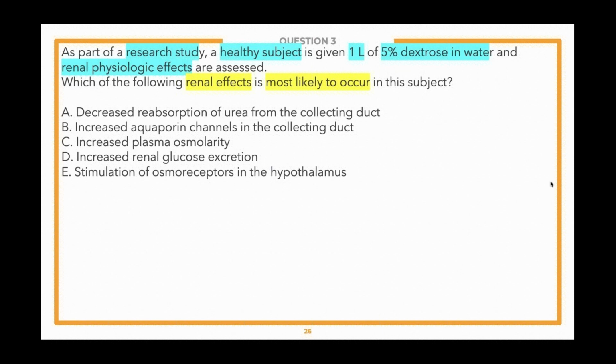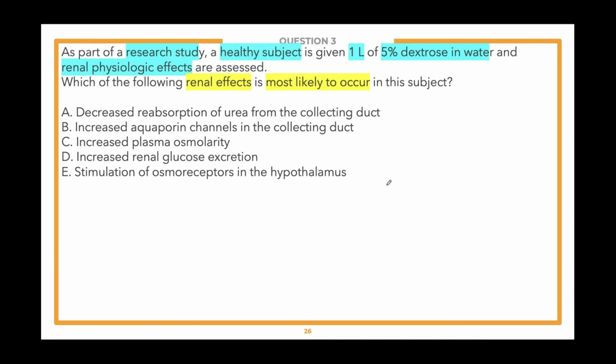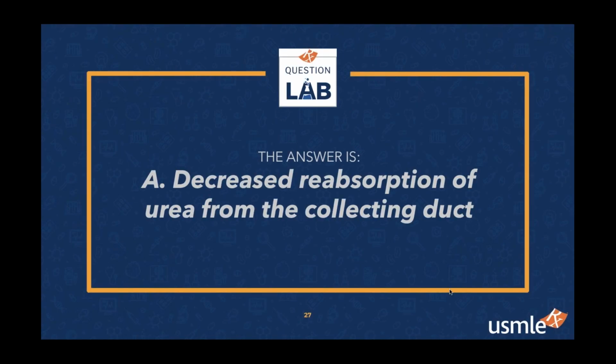33% of you selected increased plasma osmolarity, and 22% of you selected increased renal glucose excretion. Let's see what the correct answer is. The correct answer is A, decreased reabsorption of urea from the collecting duct. So definitely another challenging physiology question. Let me hand it off to Boris.